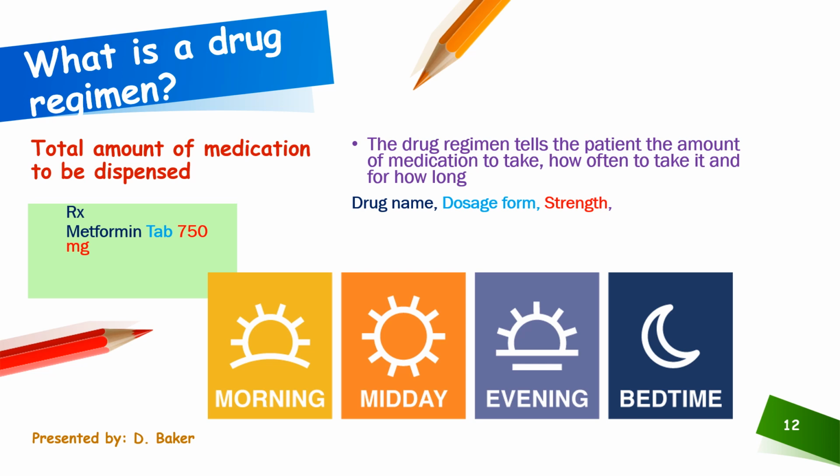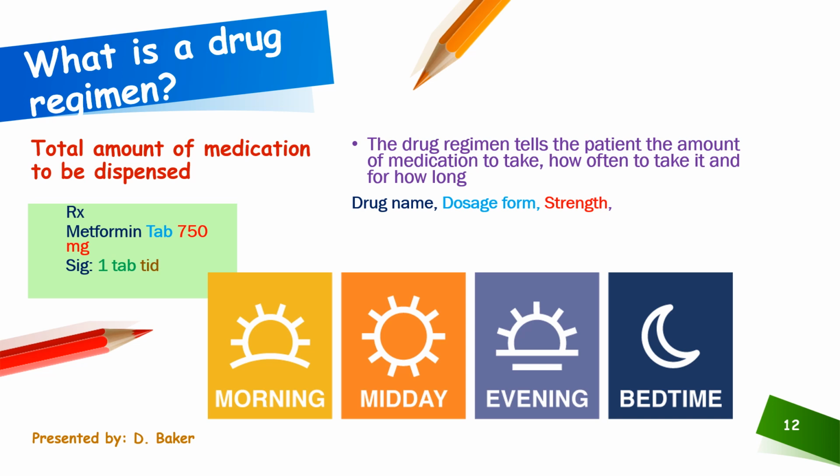So you have your prescription here on the left. It says Rx metformin tab 750 milligrams. What does this mean? So here what you're seeing is the drug name, which is metformin. You're also seeing a dosage form. It says tab, which is tablet, and then the strength of the medication, which is 750 milligrams. So what is a patient supposed to be getting? Metformin tablets, 750 milligrams. So that's drug name, dosage form, and strength.